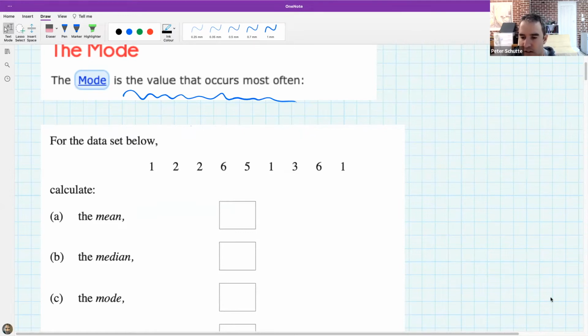Okay, Mr. S, another question from the chat. Will you be doing cumulative frequency today? No, that's lesson 6, I think it is, if you look at the planning. Okay, thanks, Mr. S. Cool.